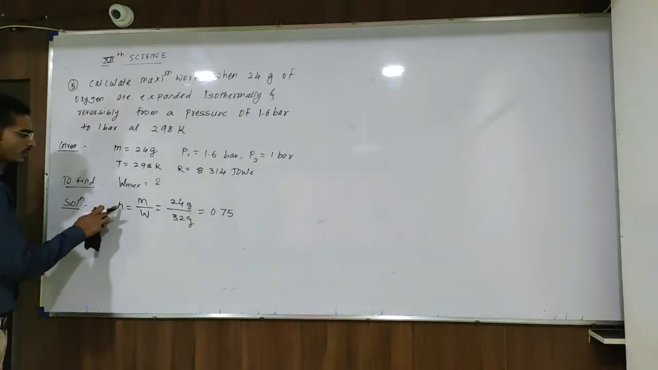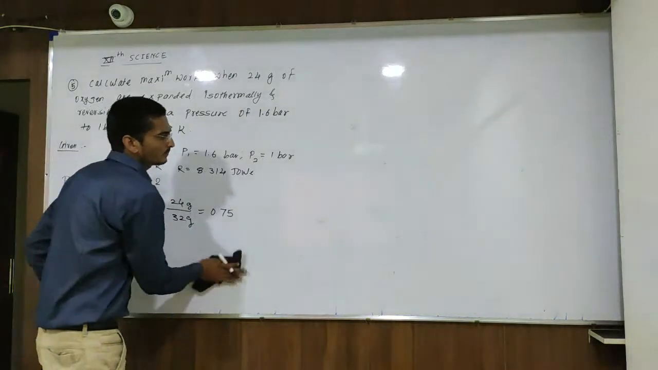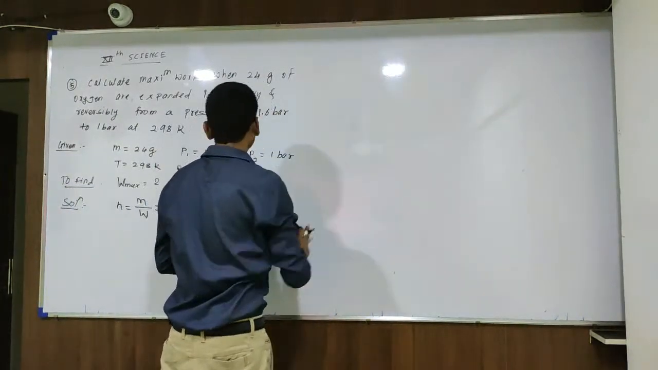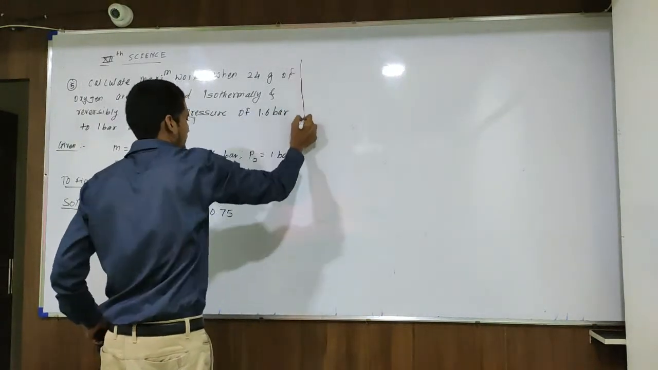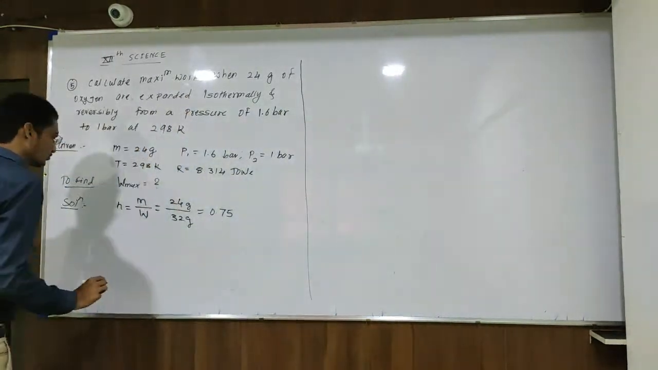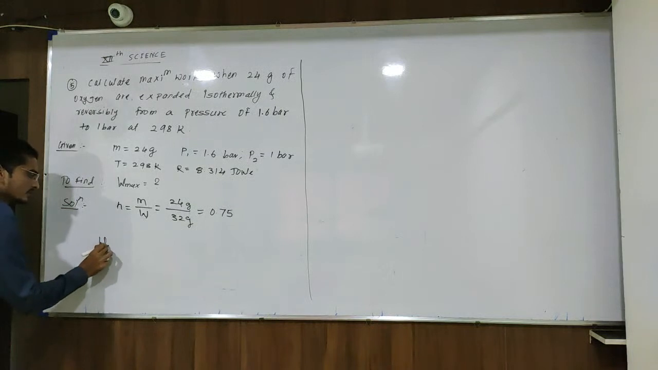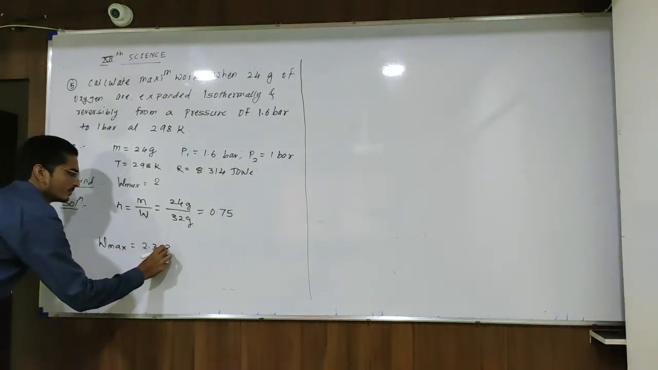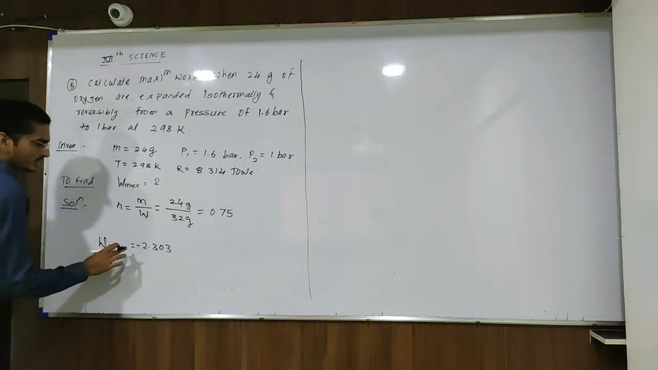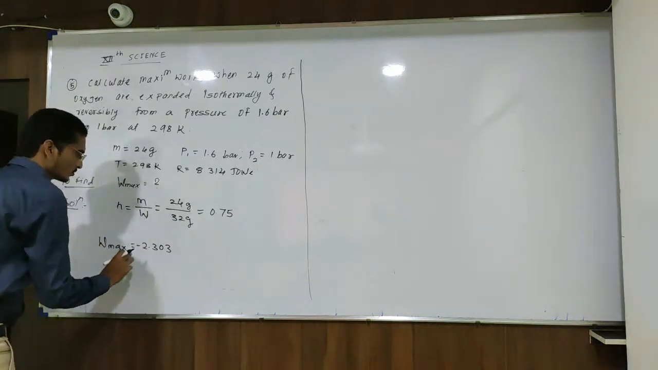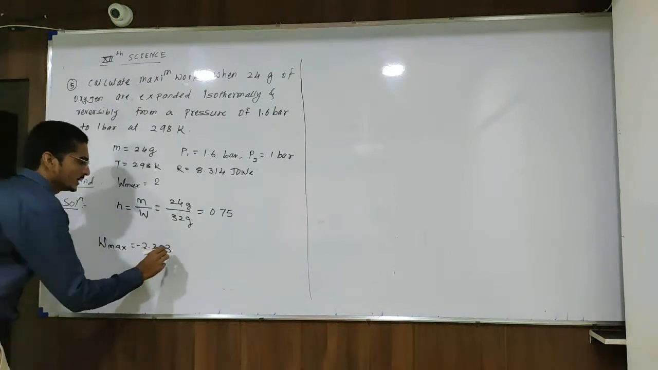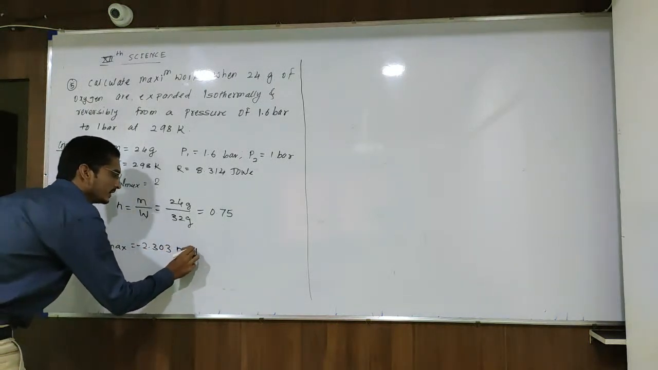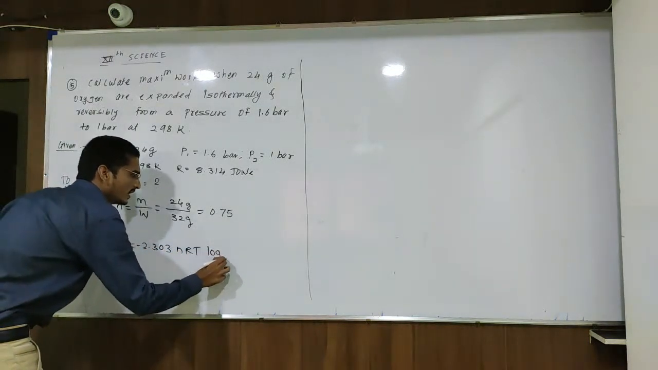Okay. So now look, you got the number of moles. Now what will you do in the next step? Find out the W max. So let us use the formula here. So W max is equal to minus 2.303, because there is an expansion of gas. So minus 2.303 nRT log to the base 10.